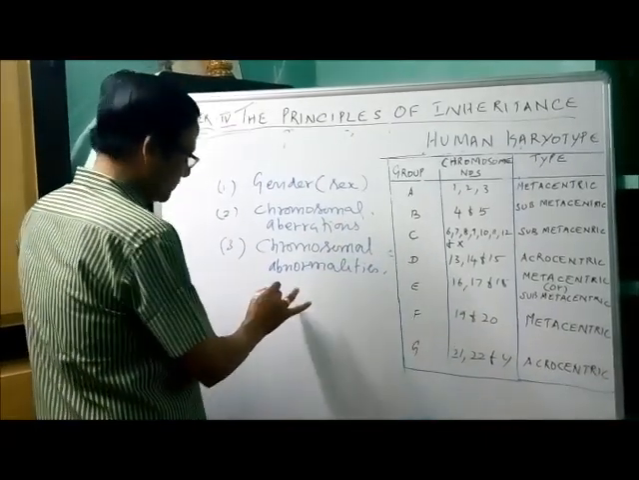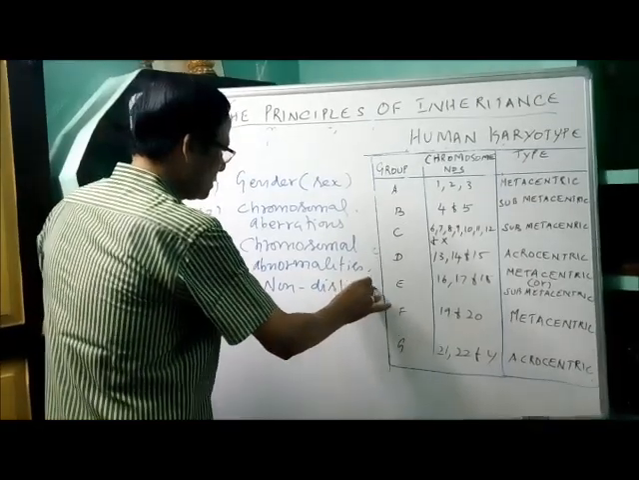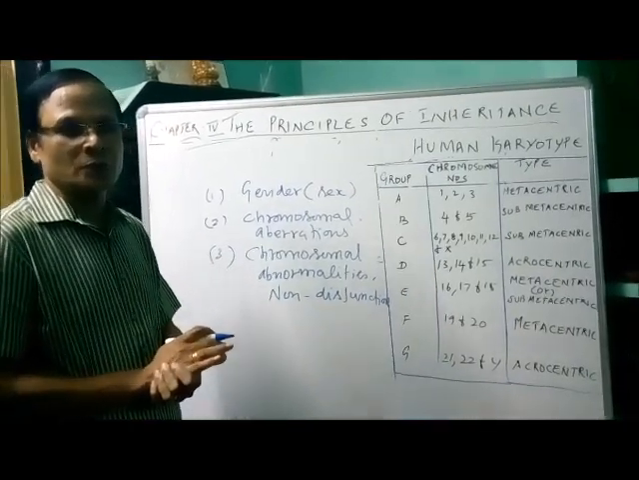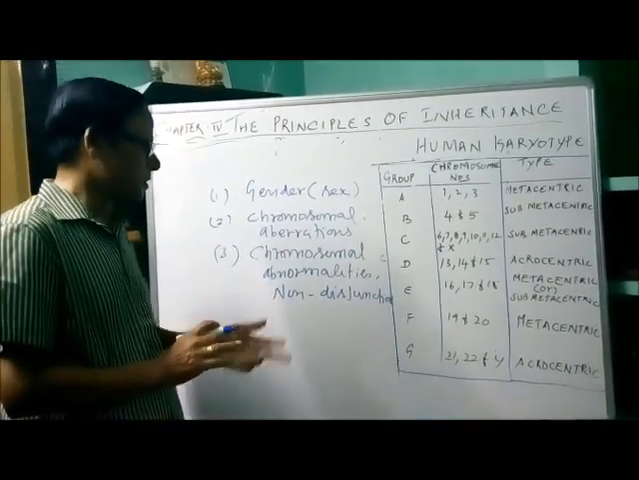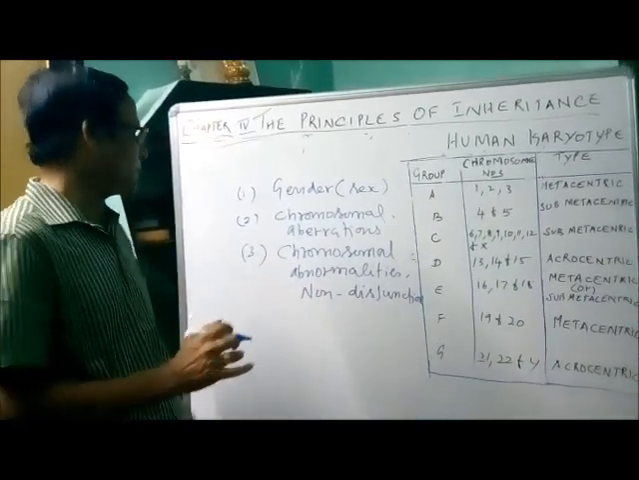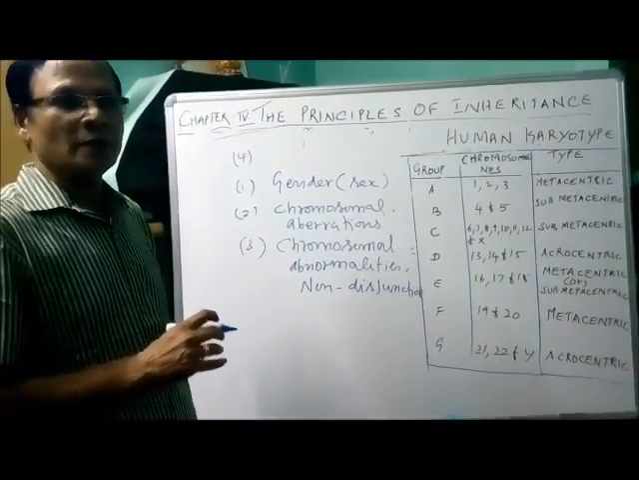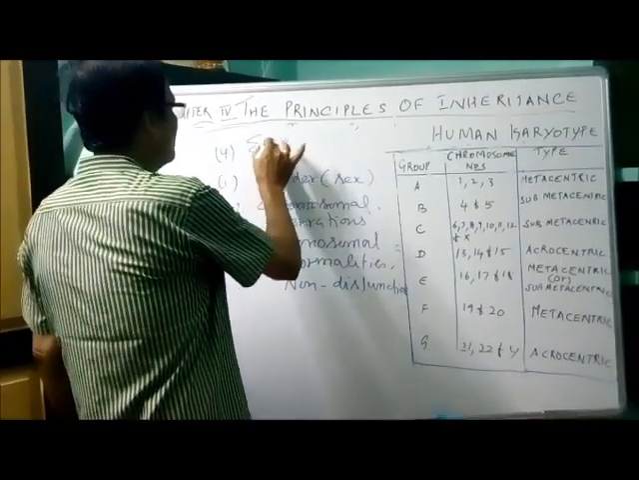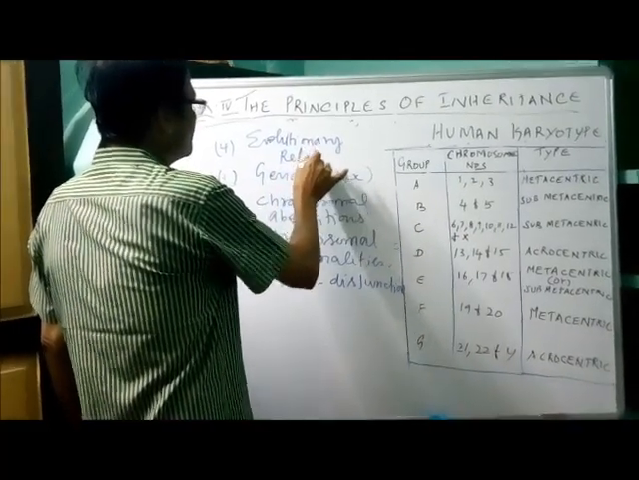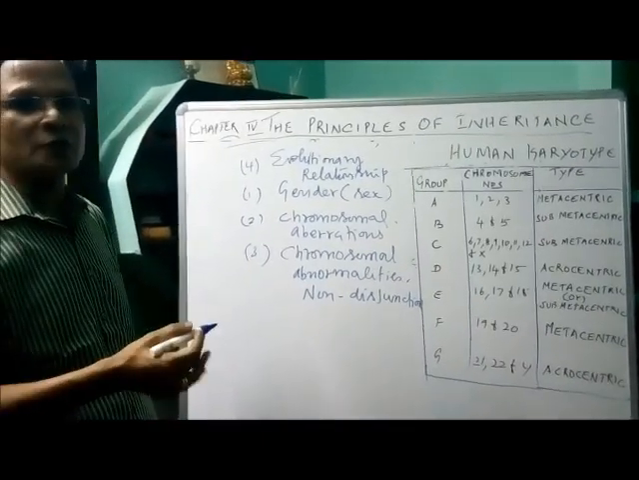What abnormality? Non-disjunction. It is nothing but the failure of homologous chromosomes to separate. Non-disjunction is the failure of homologous chromosomes to separate. And we will cover this more later. Now the fourth one: it helps to identify the evolutionary relationship between the species.